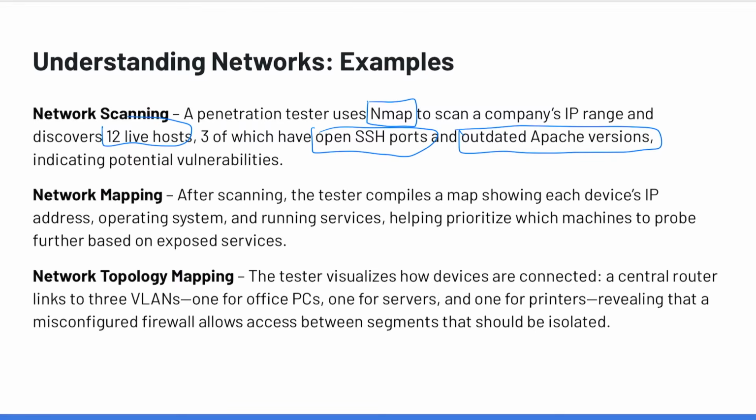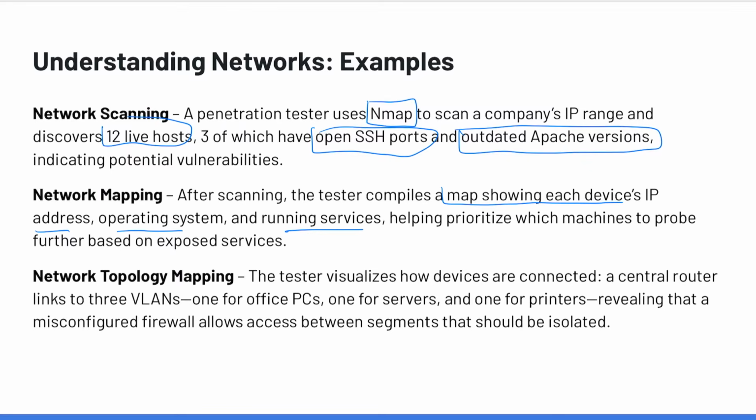Next, we go to network mapping. Once we do our network mapping phase, we can find a map showing each device's IP address, their operating system, and any services, some of which we may have gotten in scanning, but we're just getting more information in the network mapping phase. Based on all of this, we can prioritize which machines we should target first and where we're most likely to have success in terms of getting access to a computer on the network and hopefully getting access to more computers on that network.